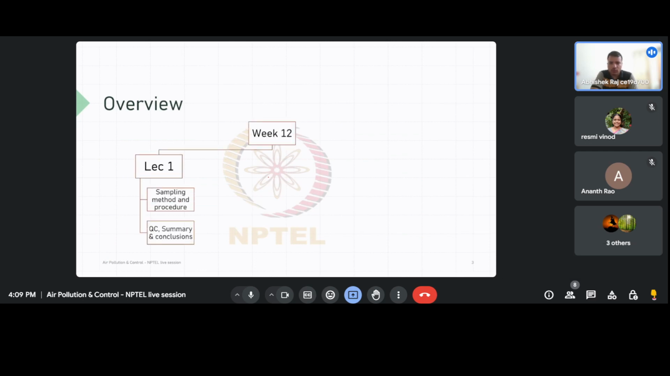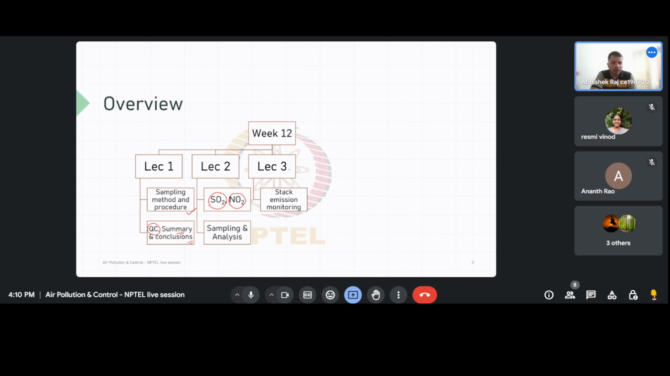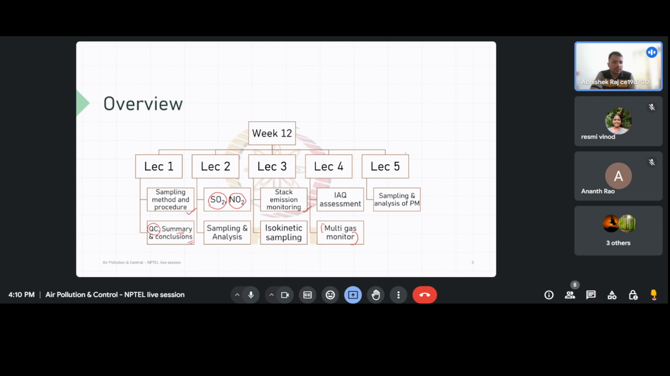First one was sampling method and procedure for air pollutants, quality control, and some summary was given along with the conclusions. Lecture 2 was specifically focused on sulfur and nitrogen oxides, how their sampling is done and what the analysis procedure is. Lecture 3, how monitoring is done for stack emissions, and isokinetic sampling was discussed. Then lecture 4 was about indoor air quality assessment, like the multi-gas monitor and how it is used for that application. Lecture 5, sampling and analysis particularly for particulate matter.